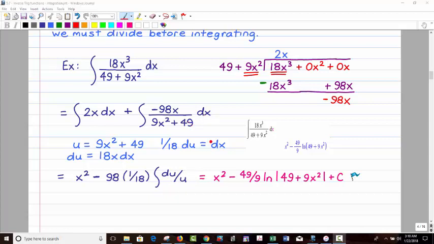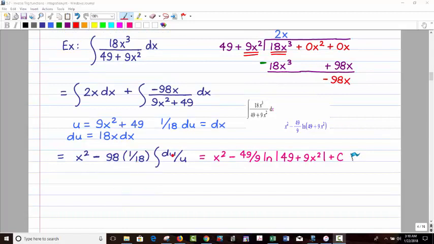So if you get the division right, this is not a difficult problem. So there we have this, du over u is natural log, so that fraction reduces. I have x squared minus 49 over 9, natural log of 49 plus 9x squared plus c.